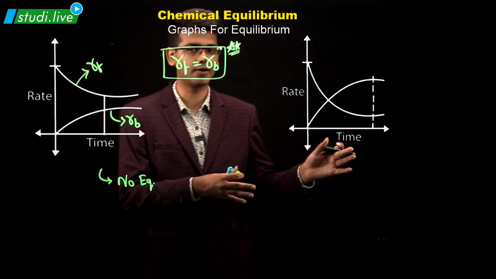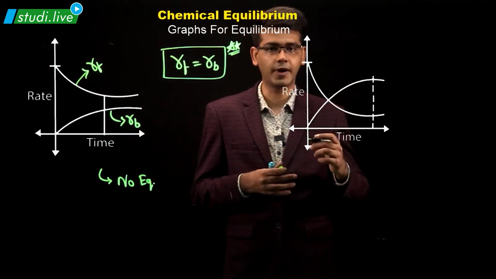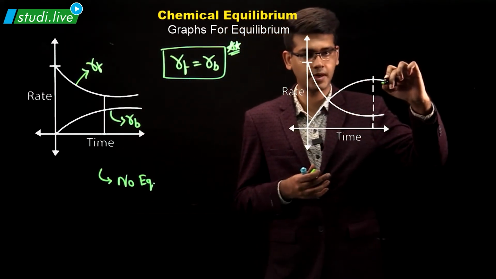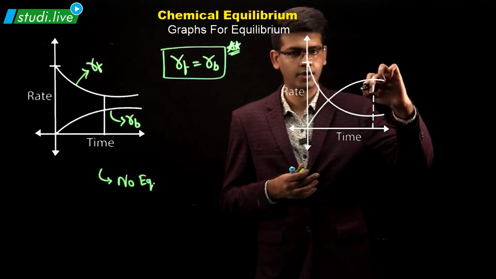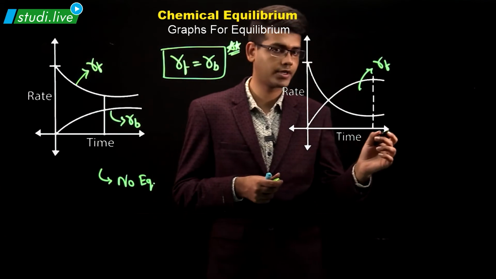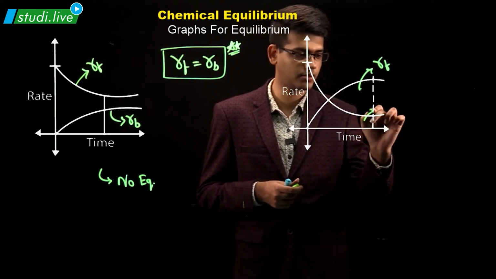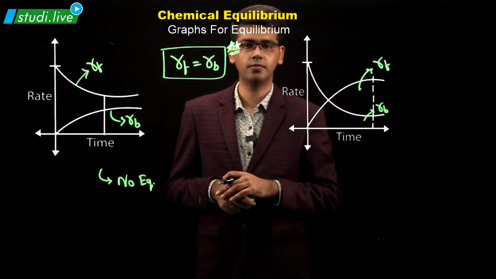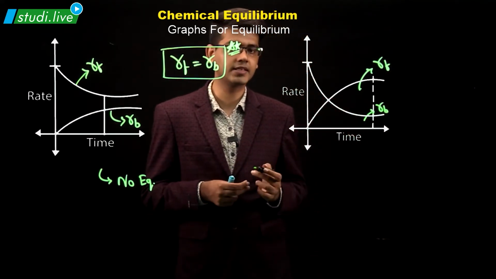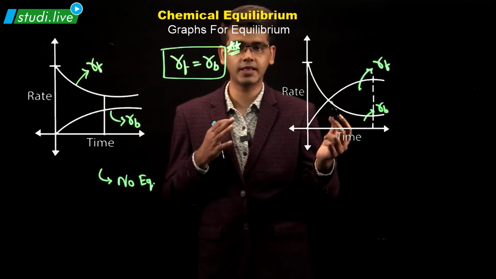Let us understand this graph also. Again, in this graph, if we look at the upper part, this upper region is nothing but, let's say this is for forward reaction, and the bottom line is for the backward reaction. Let's say we draw this over here. This is for backward reaction. Again, we can see that at one particular point, that is at this point, the rate is becoming equal.